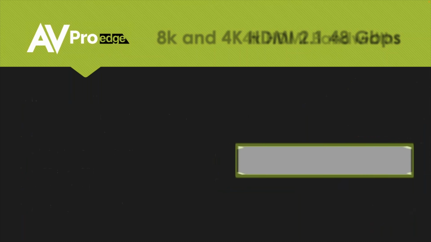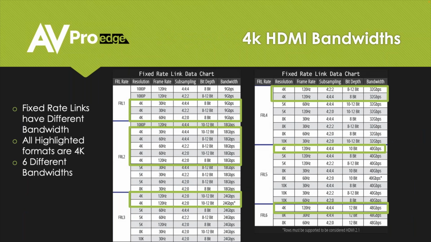So let's talk about our 4K signals and how not all 4K signals are equal. Like I said, resolution comes from the source signal. And if we take a look at this chart for HDMI 2.1, these are our fixed rate links for data. We have 9 gigabit, 18 gigabit, 24 gigabit, 32, 40 gigabit, and 48 gigabit bandwidths. Each one of those 6 has a 4K format.